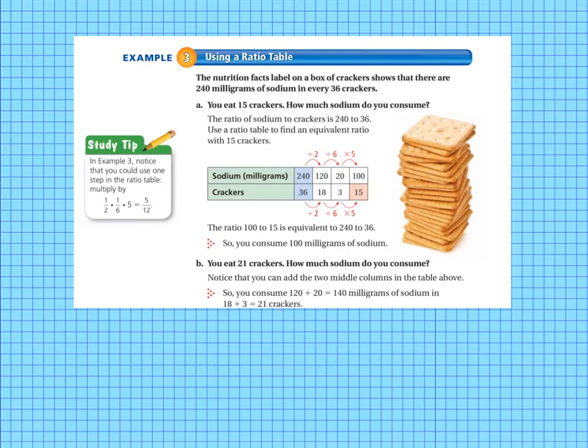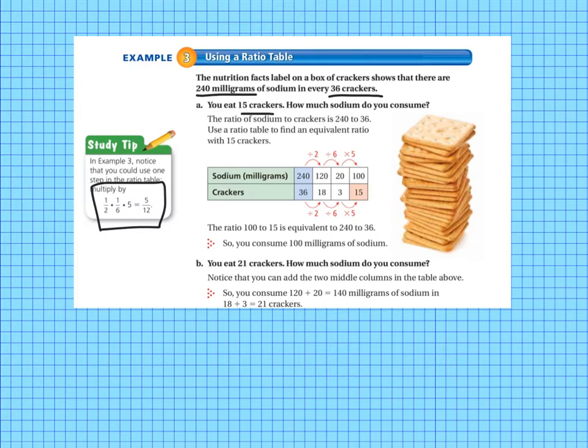So let's take a look at the nutrition facts on a box of crackers. This is example 3. Our study tip says in example 3, notice that you could use 1 step in the ratio table. So the nutrition facts on a box of crackers shows that there are 240 milligrams of sodium for every 36 crackers. You eat 15 crackers. How much sodium do you consume?